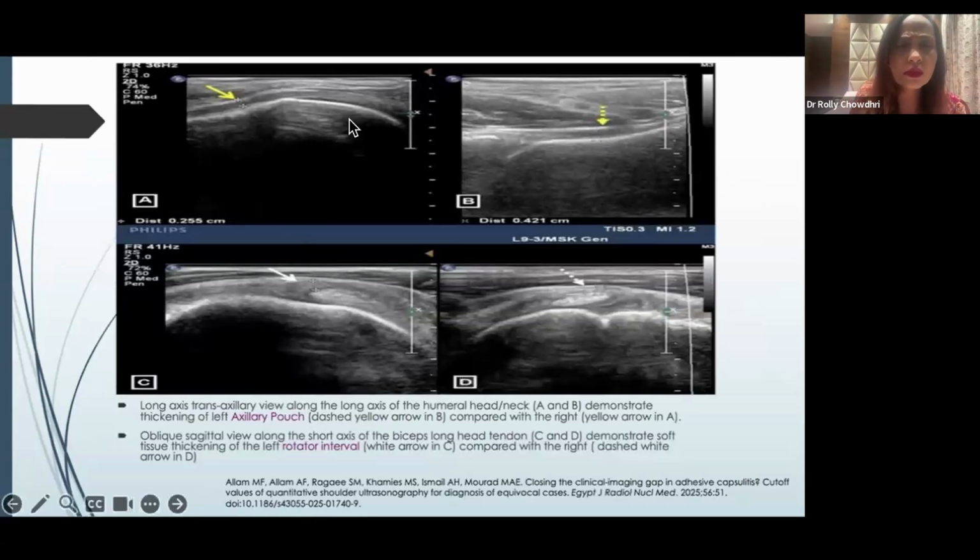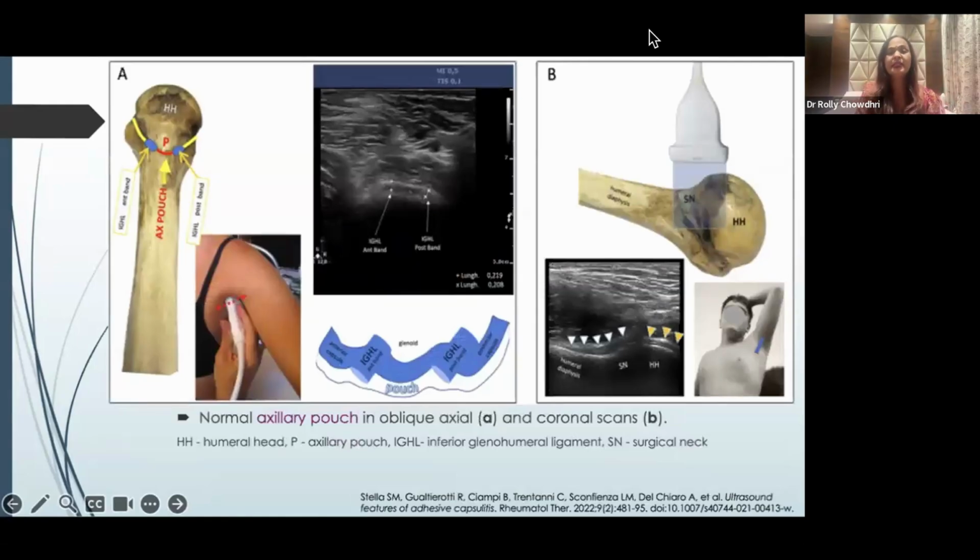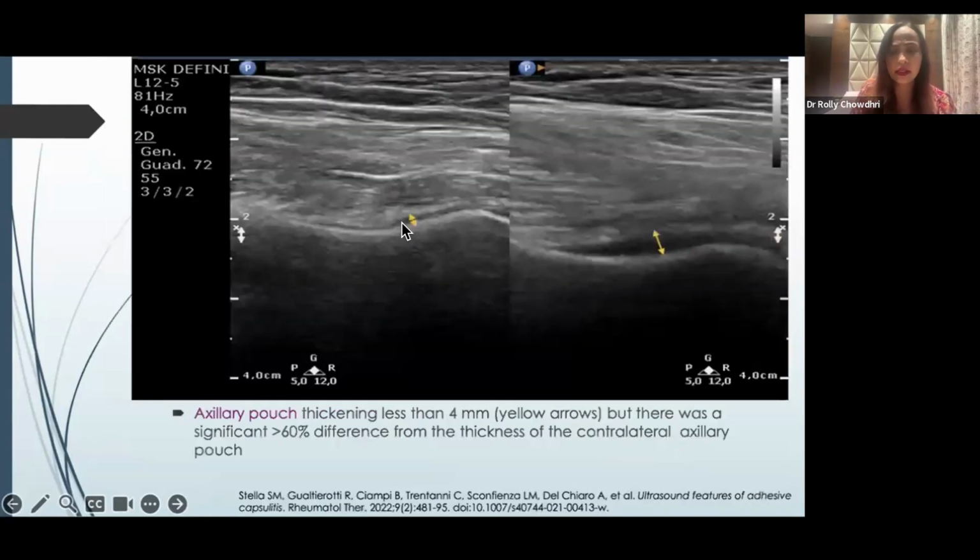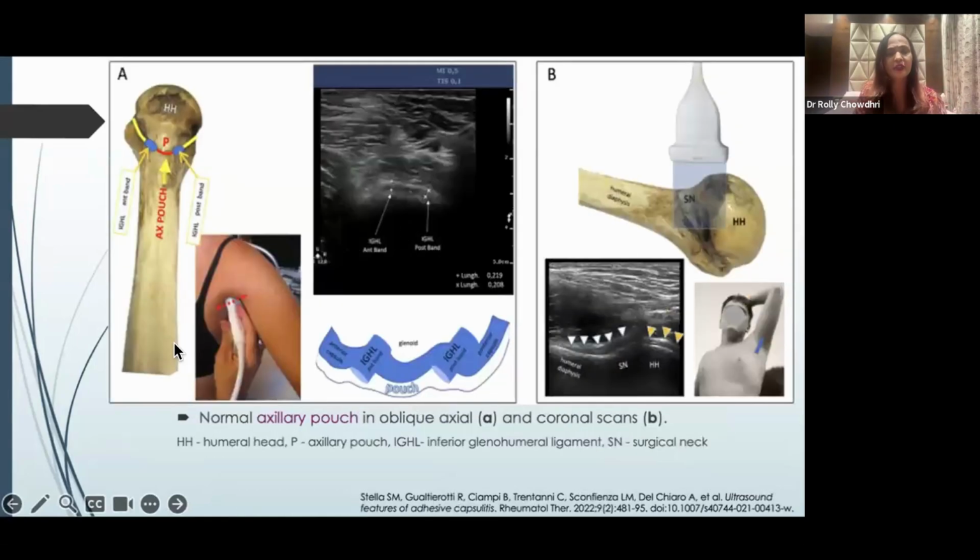So in this image, I'm comparing the axillary recess. This is normal and this is thickened. This is the normal biceps tendon. This is increased soft tissue. This is another very important slide, which we all should know.